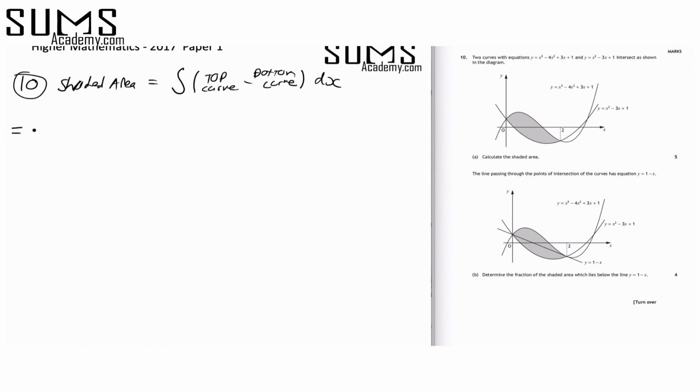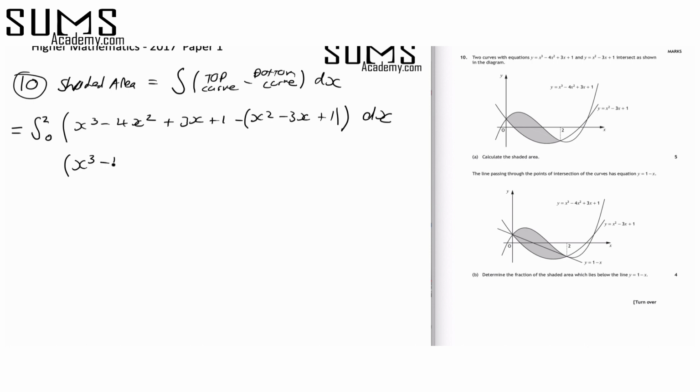Okay, so this is equal to the integral between 2 and 0 of x cubed minus 4x squared plus 3x plus 1 minus x squared minus 3x plus 1. We can put this in brackets just so we can see what we're doing a bit clearer, dx. Just going to put that in brackets because this might change the sign of some of the expressions in here. Okay, so what does this become?